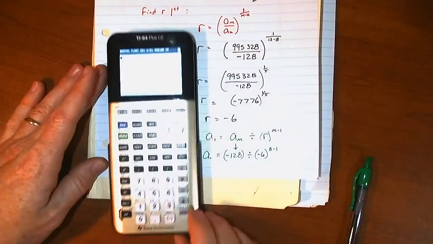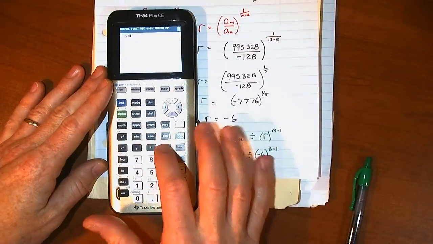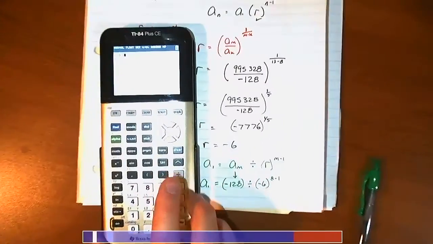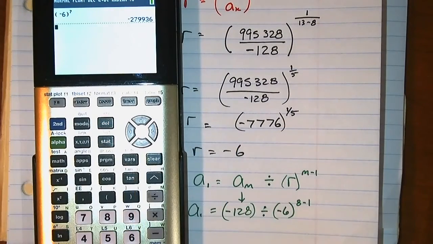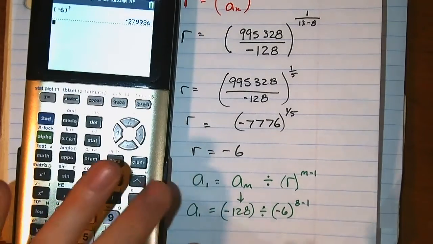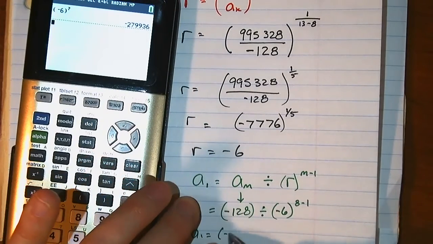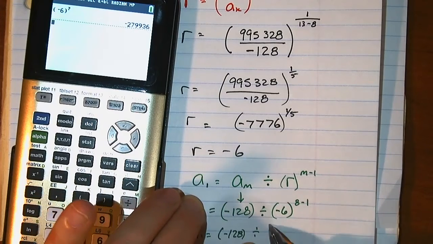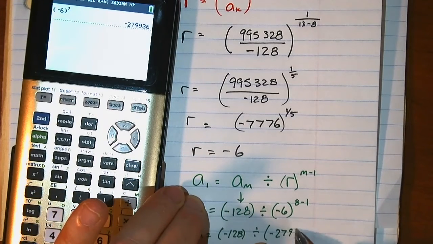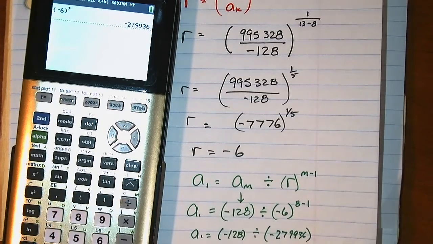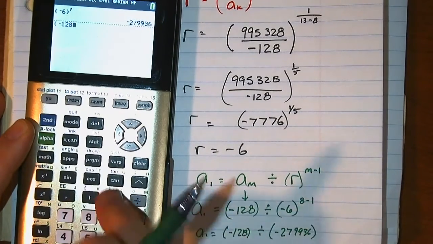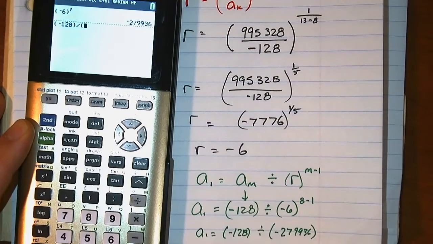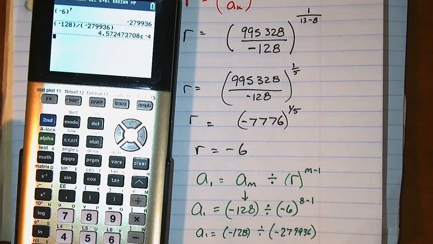So what I'm going to type into my calculator is -6. And remember, when you're dealing with exponents, those parentheses are important. -6 raised to the 7th power gives me this big old number right here. So a sub 1 is -128 divided by this great big number. Okay. And then I can figure out that final answer, -128 divided by 279936. Okay, now I get this funky decimal.